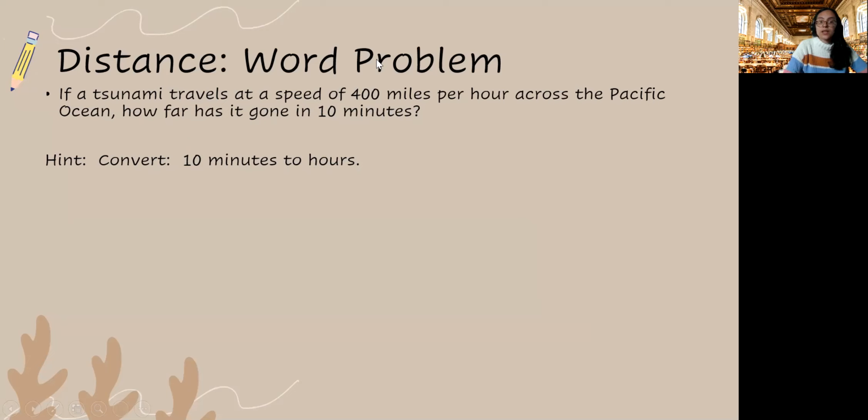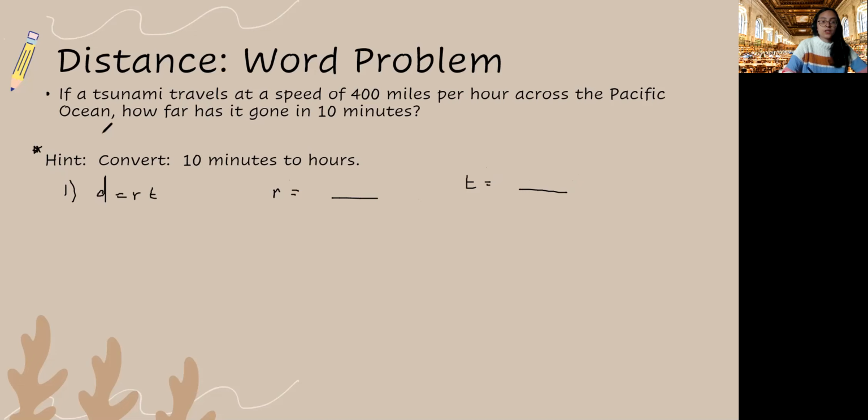Remember, I will kind of start you off. Remember, we're going to write our distance formula. So you're going to write D is equal to R times T. I want you to look in the problem, and I want you to write what is your rate. Remember to include your units. What is your time? Remember to include your units.